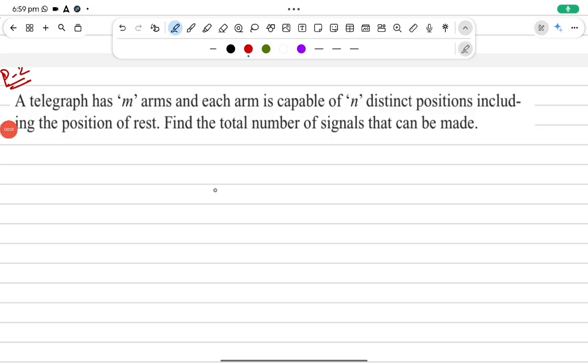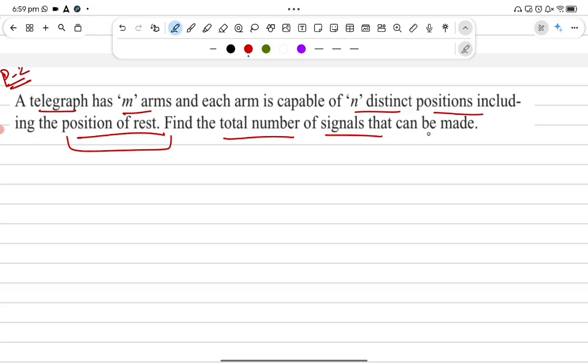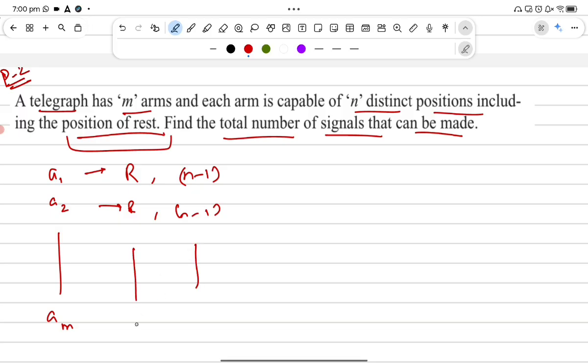Alright, so coming to the second problem, we are provided with a telegraph which has m arms, and each arm is capable of n distinct positions, including the position of rest. Now this is very important. We are supposed to find the total number of signals that can be made. So the telegraph has m arms, let's say A1, A2 up till Am, right? Each of these has n choices, including the position of rest. So let's say rest is a position, and apart from rest there are n minus 1 more choices. Same goes for this one as well. Same goes for this one as well.